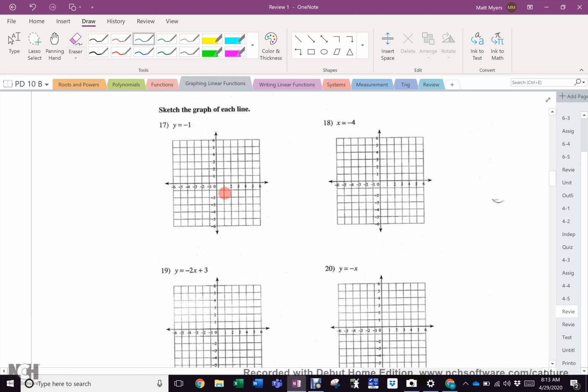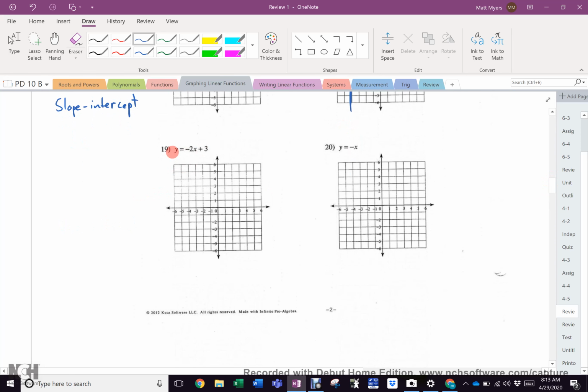Graph each line. You could do tables of values for every one of these, or you could put it into slope intercept form. All right, so these two are easy. Y equals negative 1 is right there. Y is always negative 1, so it's a line that goes right here. X is negative 4 right there. X is always negative 4, so that line goes right there.